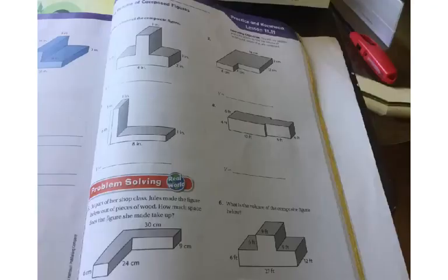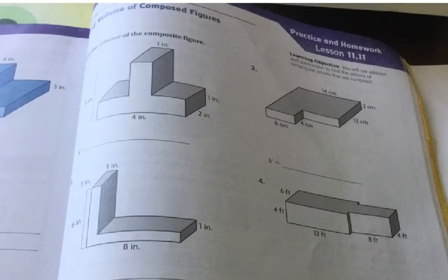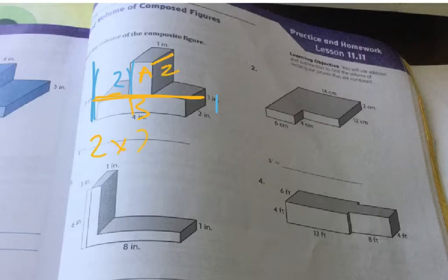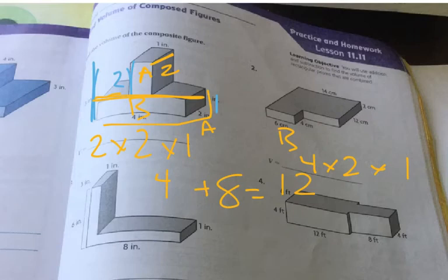Let's try another one. Okay, so if we look at this shape, make it big. You see that this whole height is 3. And this height is 1, so we know this height is going to be 2. And if I break up the shape right here, I'm going to have this A and this B. So I know A is going to be 2, this is going to be 2, and that's 1. So 2 times 2 times 1 is for A, and B is going to be 4 times 2 times 1. I know 2 times 2 is 4 times 1 is 4. I know 2 times 4 is 8 times 1 is 8. So altogether, the volume is going to be 12 inches cubed.